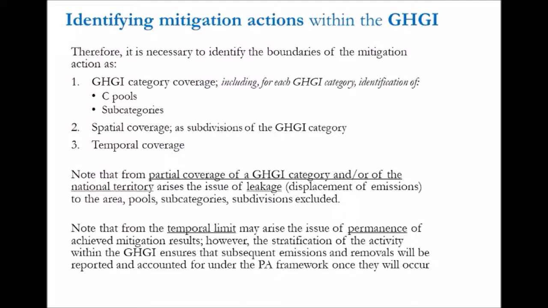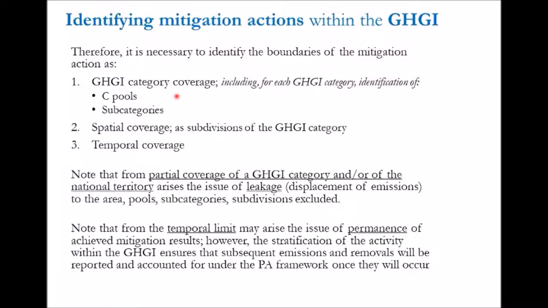So then the first step to do when we wish to use the greenhouse gas inventory to track mitigation action is to identify the mitigation action within the greenhouse gas inventory. So which are the categories covered by the mitigation action? Which are the categories of the greenhouse gas inventory that are being impacted, that will be impacted, or have been impacted by the mitigation action?